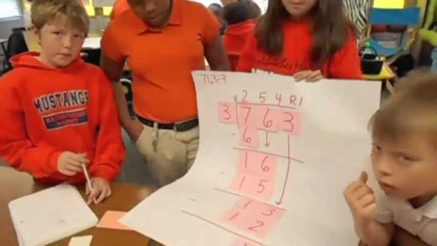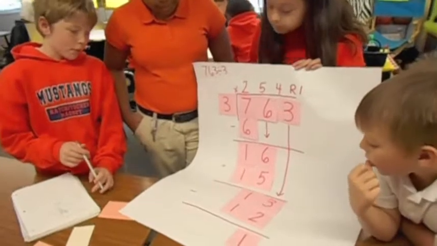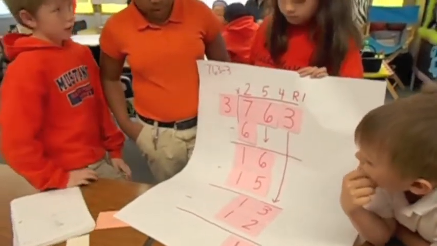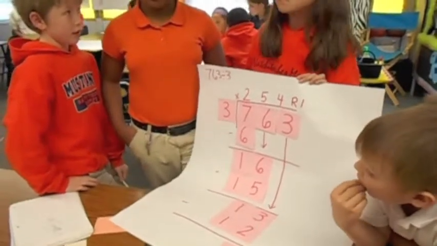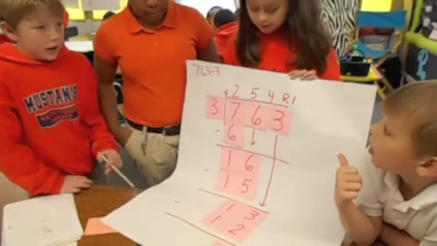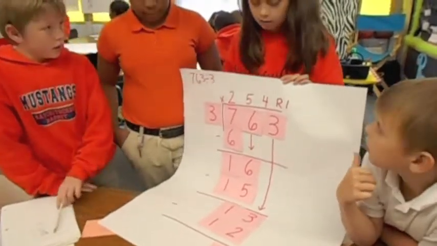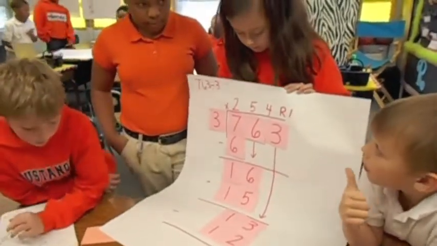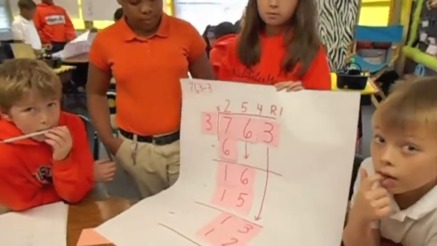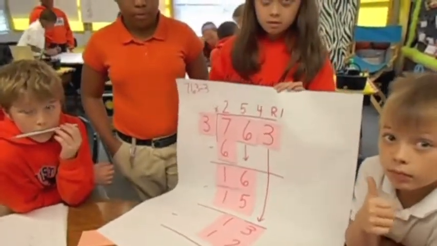When you brought down your 6 tens, you had 100 remaining. So how many tens do you have now? 16 tens. Do you guys agree? Yes. 16 tens. Do you agree, Summer? That's 160. I agree that's 160. 16 tens is the same as 160.